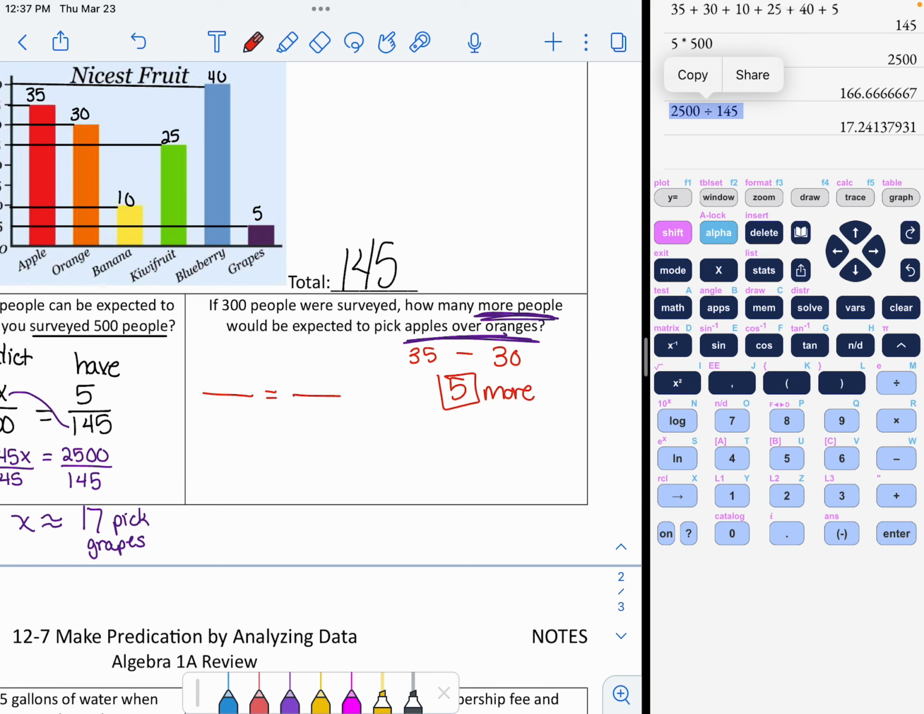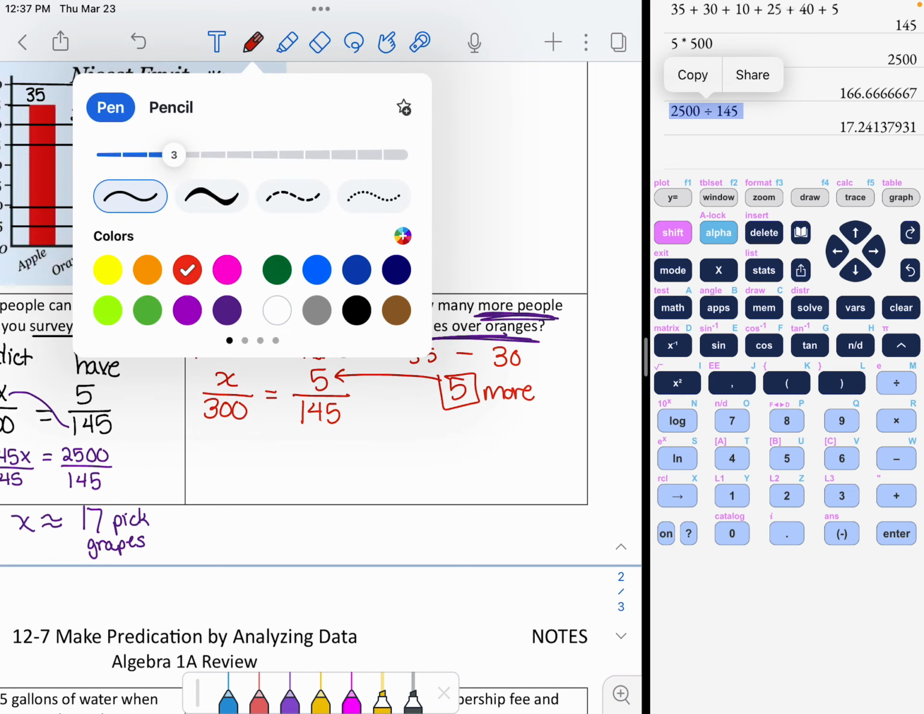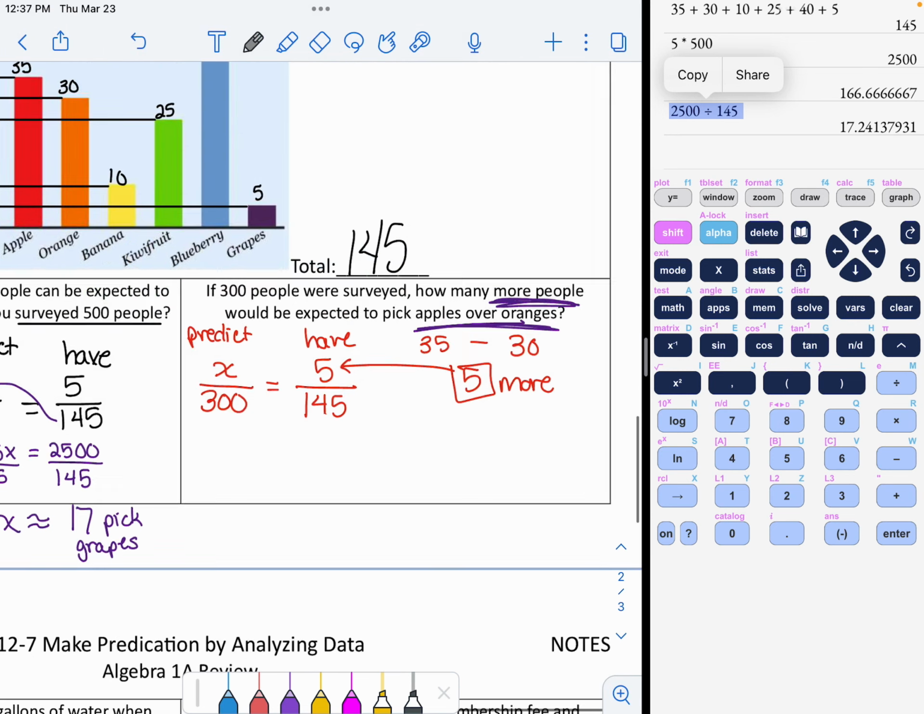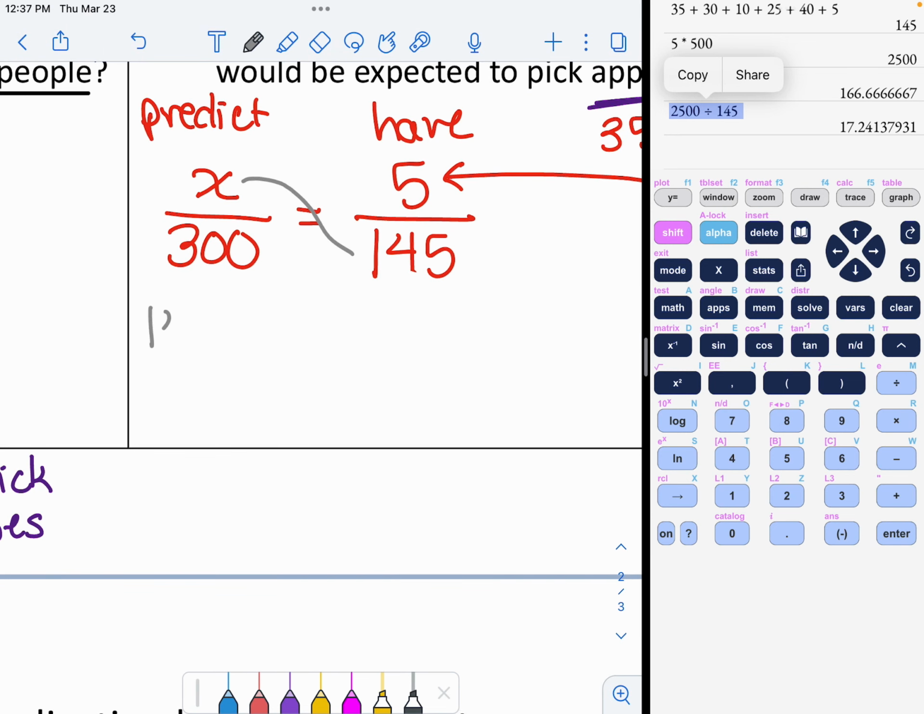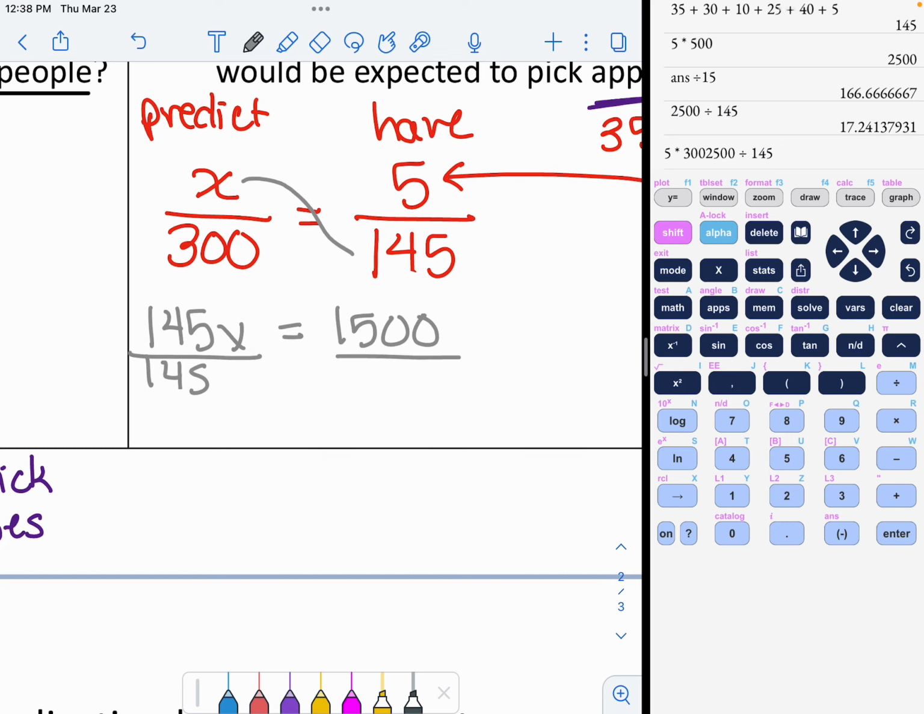So my new fraction is going to look like this. This is what I want to predict. This is what I have. So currently I have 5 people out of a total of 145. But I want to know how many people will I have out of 300. Proportions are such a beautiful thing. So I'll cross multiply here. So 145x equals 1,500. And if you're not sure, it's 5 times 300. Divide by 145. And again, this is our prediction.